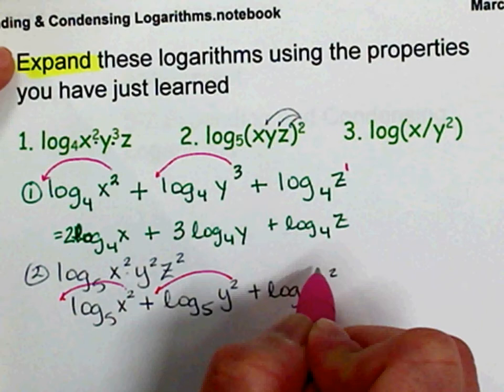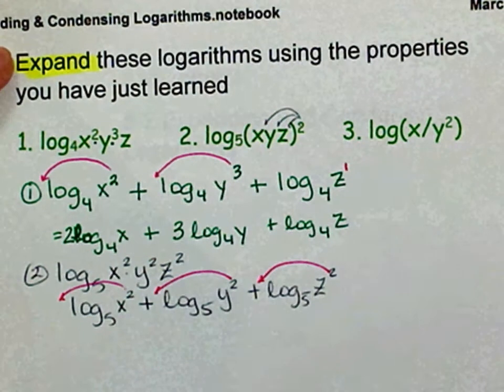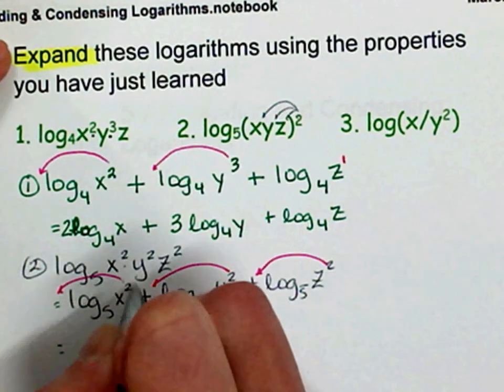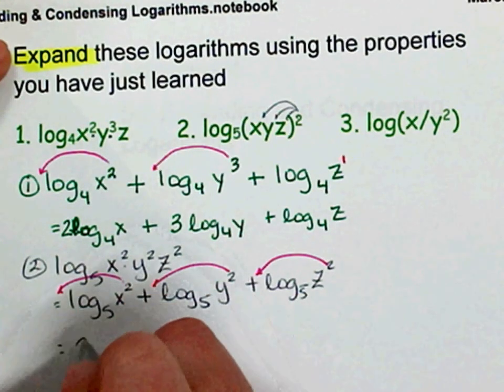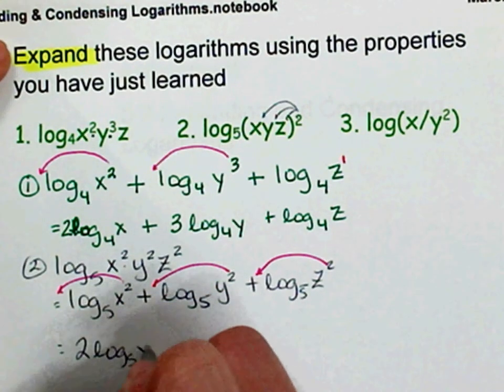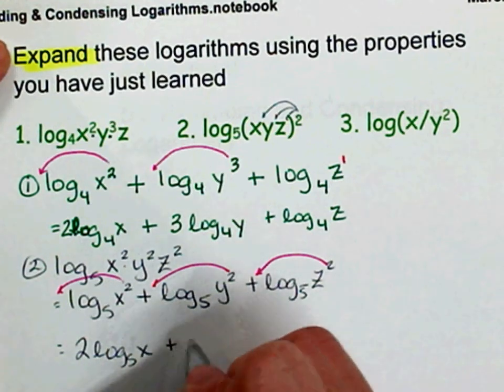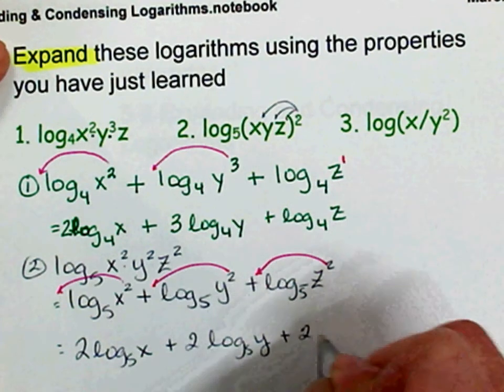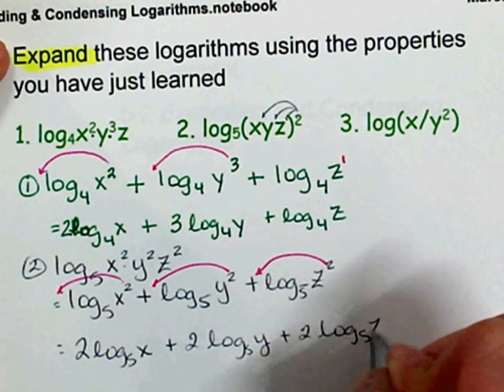Now once you start to get familiar with this, you can take some shortcut, okay? But do not be in a hurry to try to do that. So now I'm going to move my exponent to become a coefficient. 2 log base 5 of x, because I want it to 1, plus 2 log base 5 of y, plus 2 log base 5 of z. And there you have it.